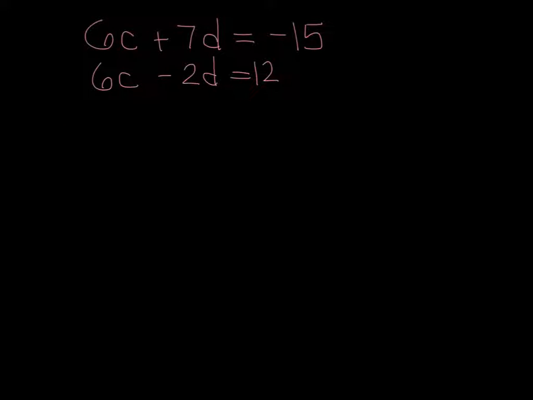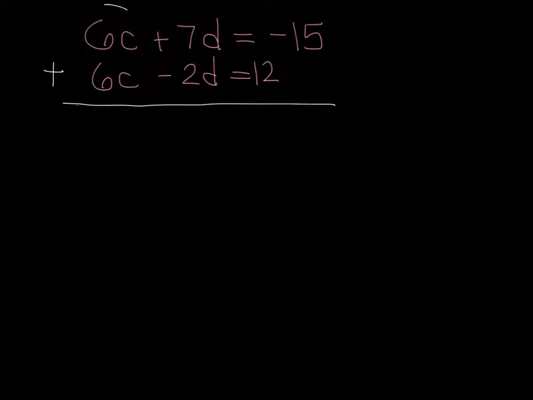Okay, so now we have 6c plus 7d equals negative 15. And we have 6c minus 2d equals 12. So the goal is that when we add two equations together, at least one of the variables will eliminate. Well, if I add these two together, I'd get 12c. So that doesn't eliminate. And if I add 7d and negative 2d, I get 5d. So that doesn't eliminate. So remember, in order for them to eliminate, they need to be opposites.